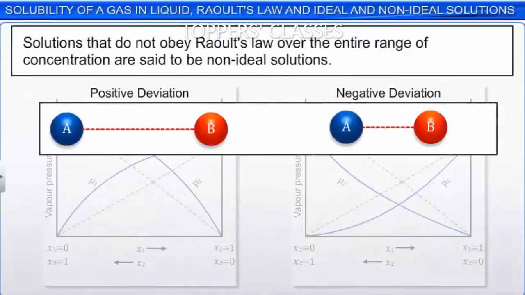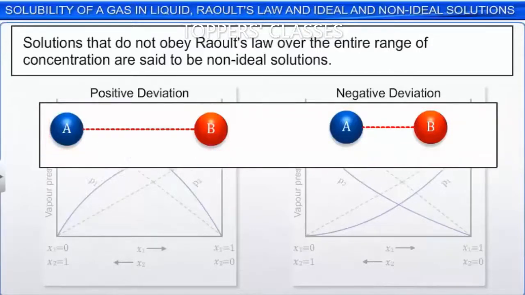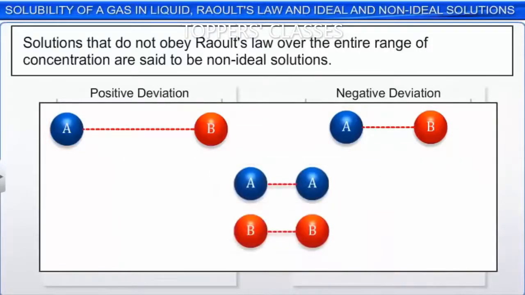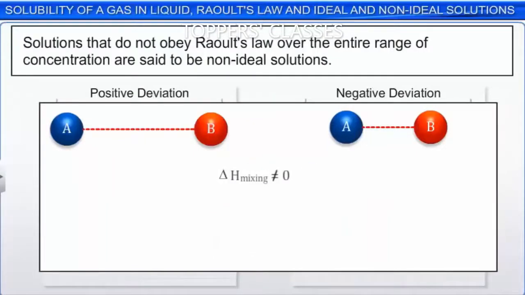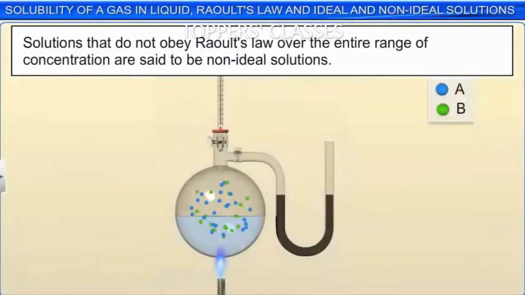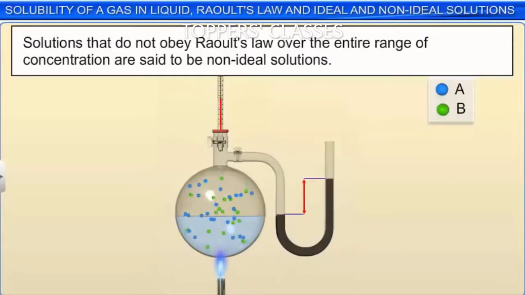For a non-ideal solution, the magnitude of A-B interactions is not the same as the magnitude of A-A and B-B interactions. Also, delta H mixing is not equal to 0 and delta V mixing is not equal to 0 for such solutions. If the magnitude of A-B interactions is weaker than the magnitude of A-A or B-B interactions, then such solutions have a higher tendency to escape into the vapor phase and will show a higher vapor pressure.